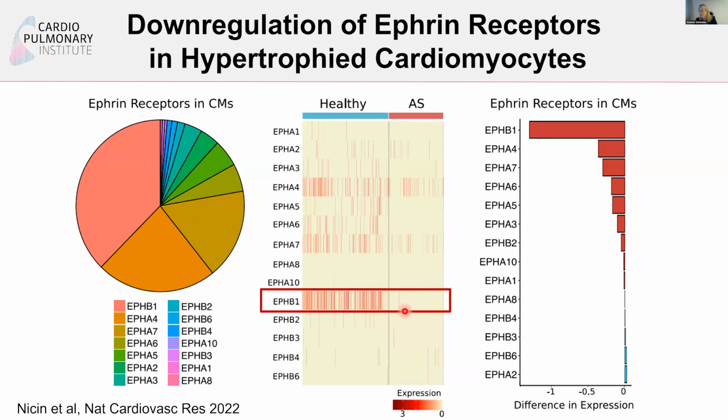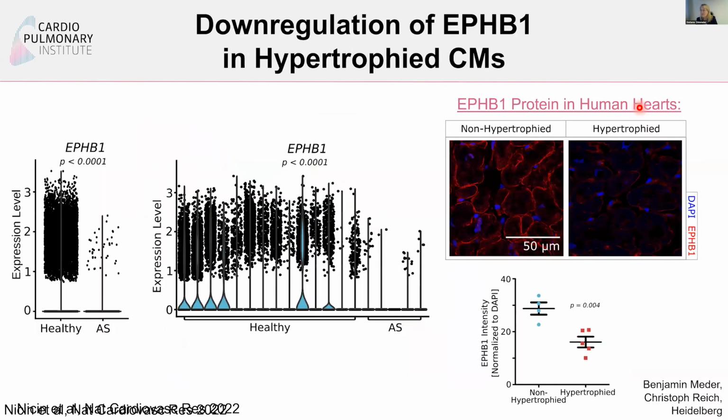So each of these lines represent the intensity of expression in each cell. And you can really see only very few cells have still some expression in the diseased heart. And the downregulation was most profound in the Ephrin B1 receptor because this was leading us to the further investigation of this Ephrin B1 receptor function in cardiomyocytes.